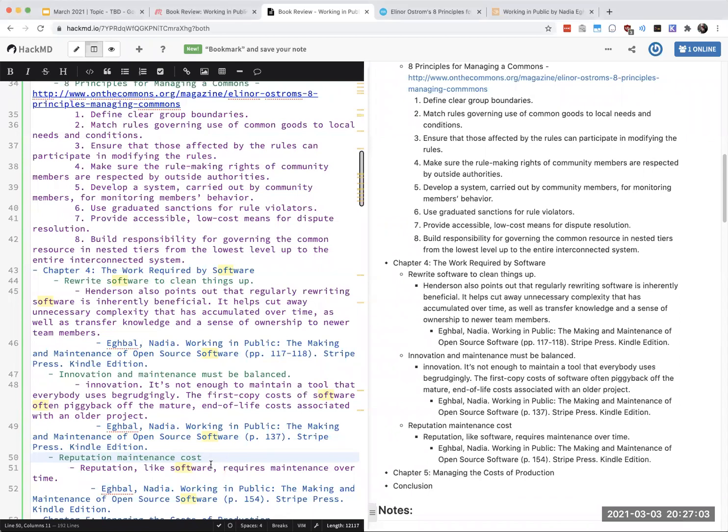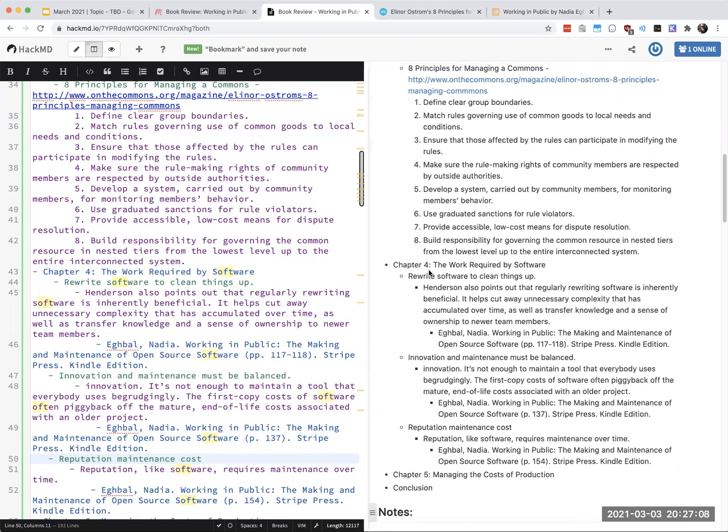What was the title of chapter 4? Was that one 3? The work required by software. Okay. And the name of chapter 5? Managing the cost of production. Yeah, I think my notes are in chapter 5. All right, well, let's just go on to chapter 5 then.